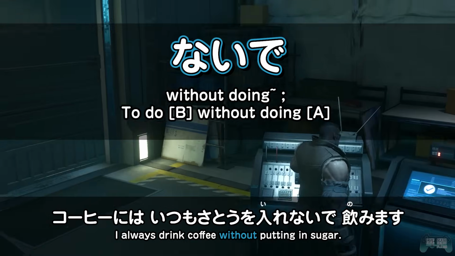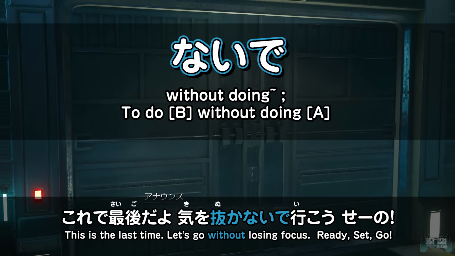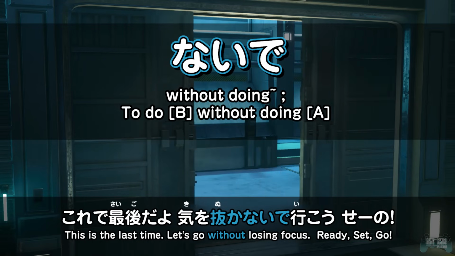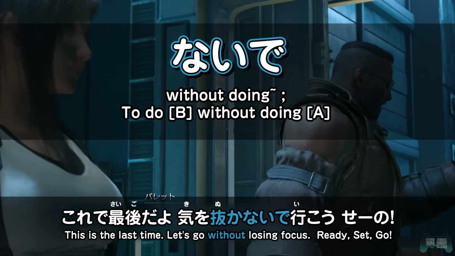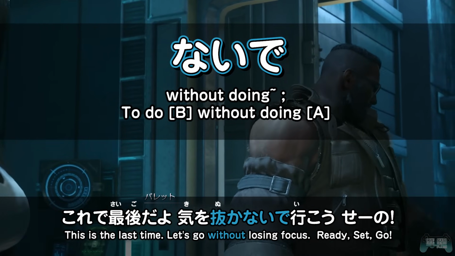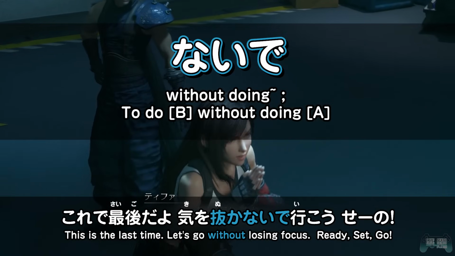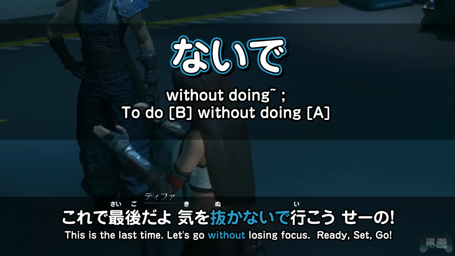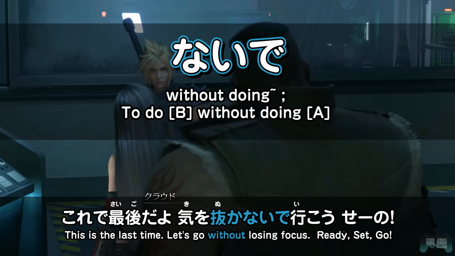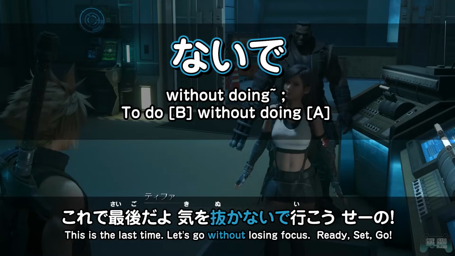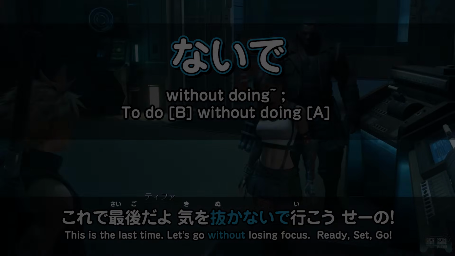I drink. Take another example here from Final Fantasy VII, where after trying many times to correctly time this simultaneous button press, Tifa says, let's go without losing focus. 気を抜かないで行こう. So 気を抜く means to lose focus, so 気を抜かないで means without losing focus, and then 行こう let's go.